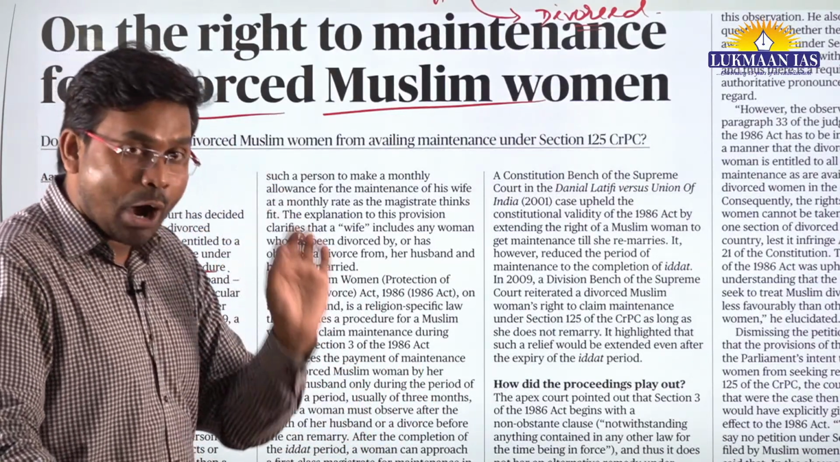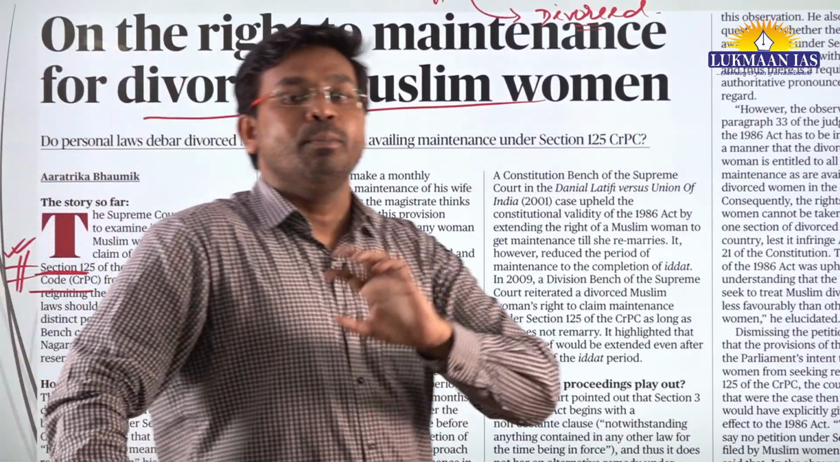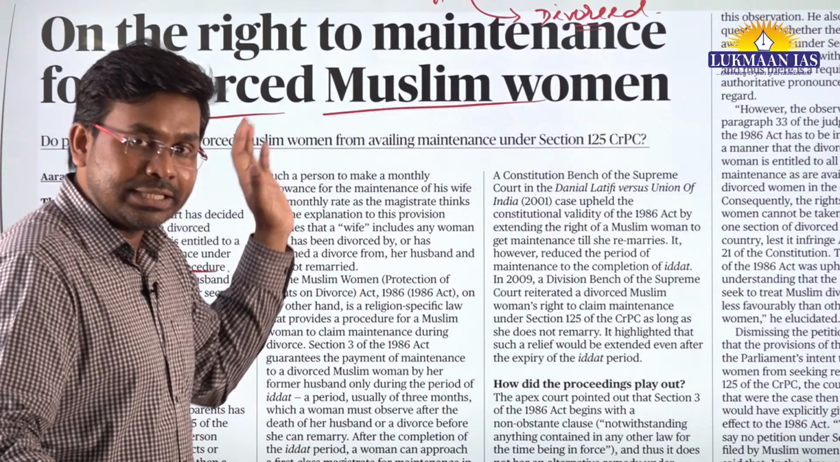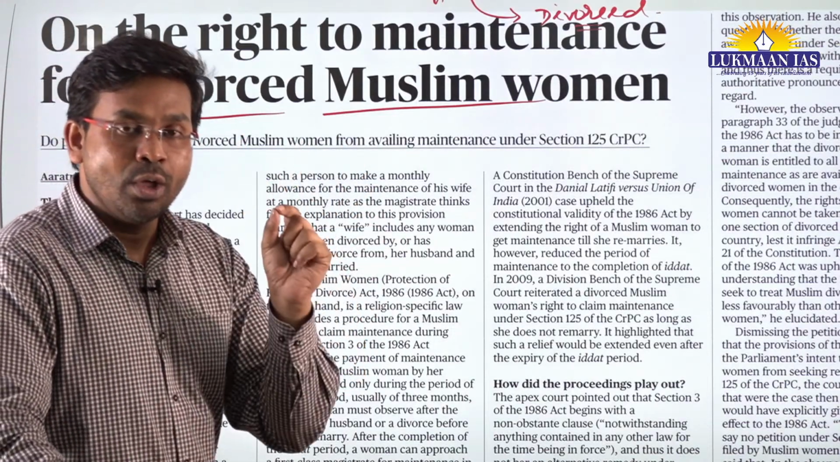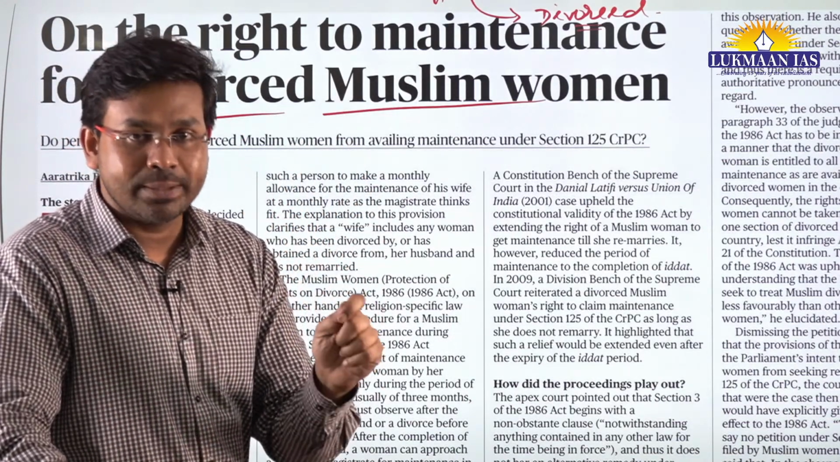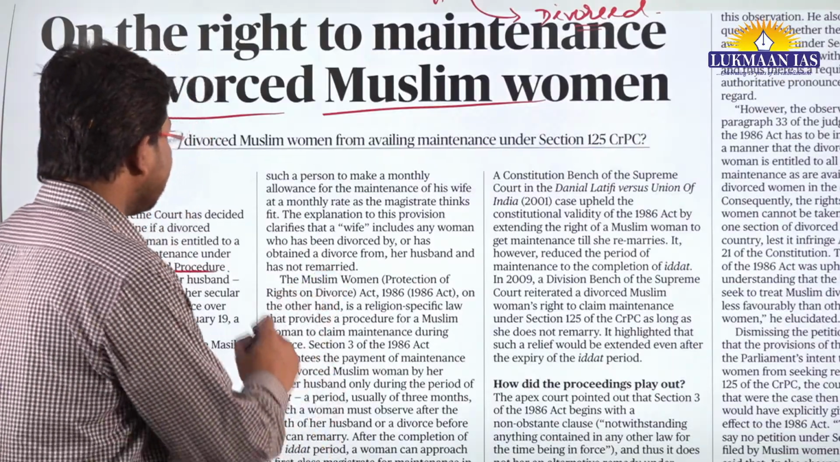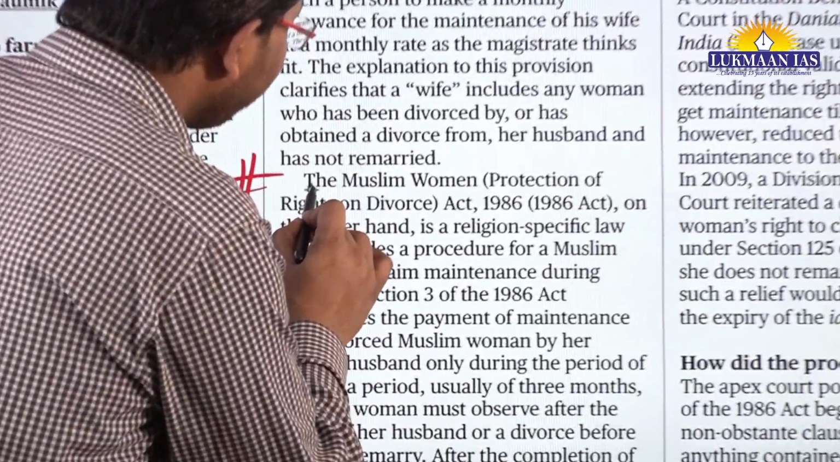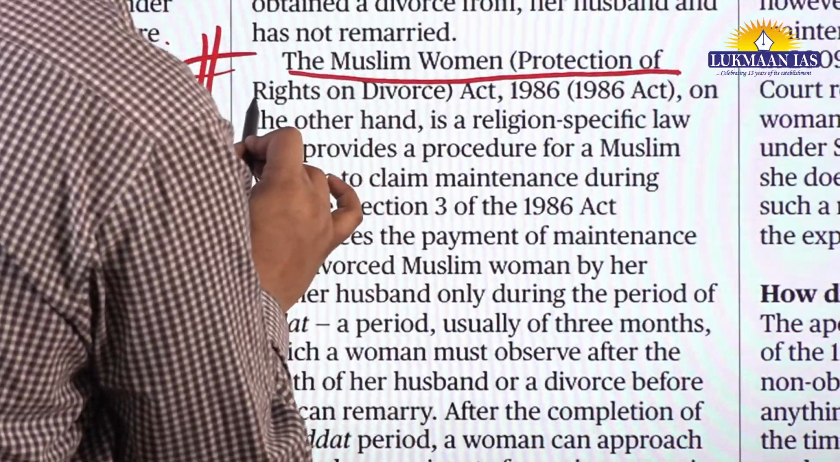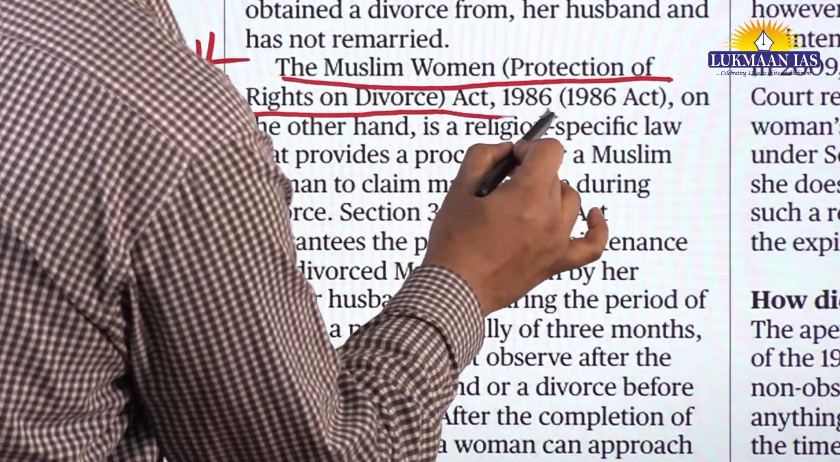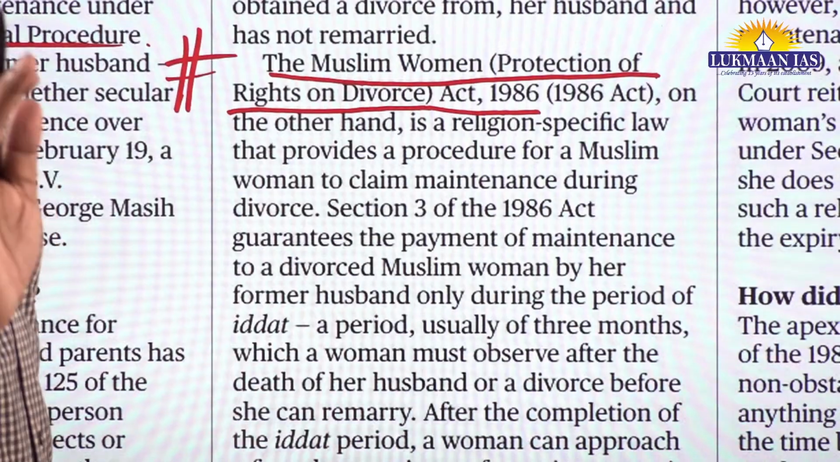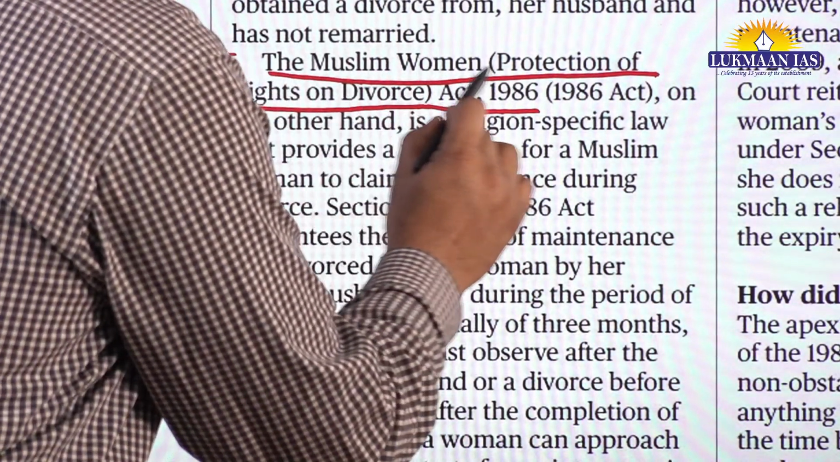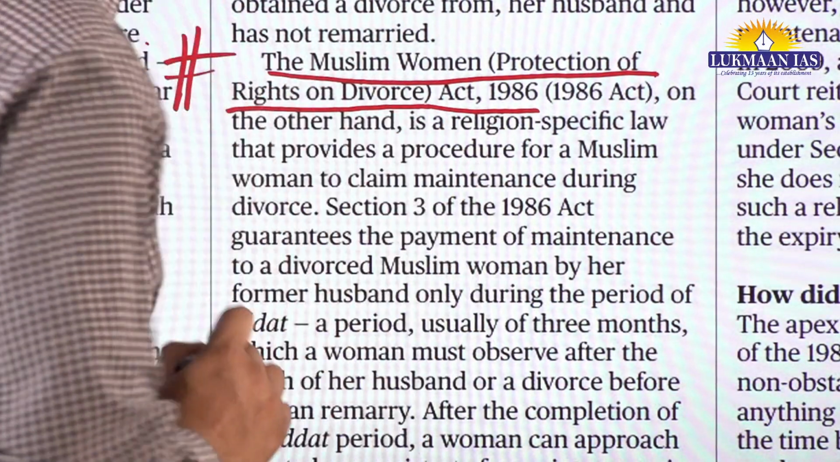However, when we talk about Muslims, although acts exist for other religions also, in this article the scope of discussion will be related to women who are Muslim and who are divorced. In that case, there is an act known as the 1986 Act, the Muslim Women Protection of Rights on Divorce Act 1986. This is the full name of the act.